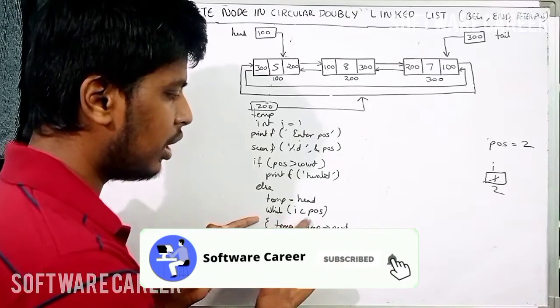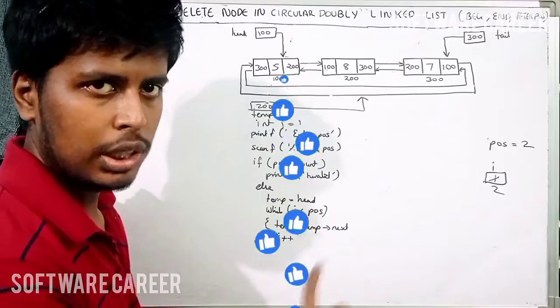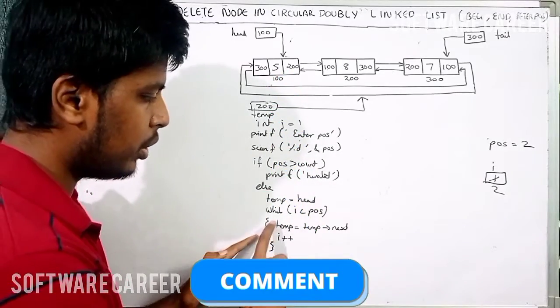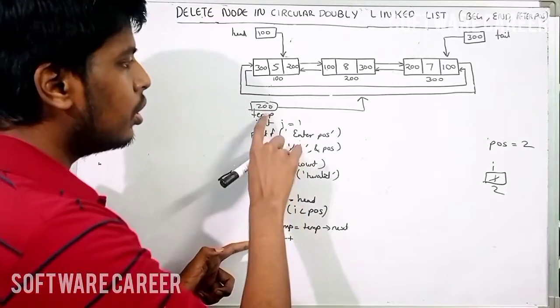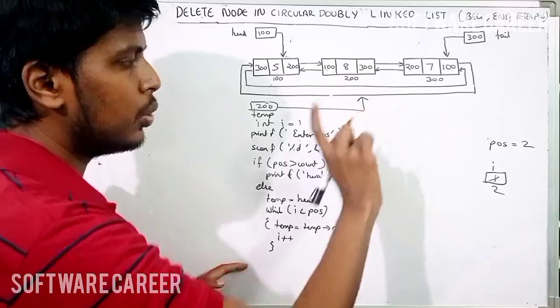Now check the condition whether I is less than position. I is 2, 2 is not less than 2. It's equal to 2. So you don't enter into this condition. You don't enter into this statement. So you will not move the temp pointer again. Temp is stopped here at the position 200.